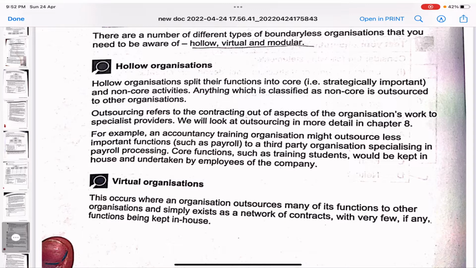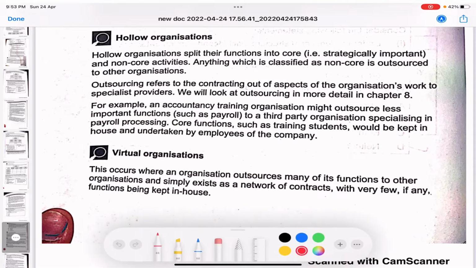Now let us understand what hollow organizations are. Hollow organizations split their functions into core, which we've just done, core meaning strategically important, and non-core activities. Anything which is classified as non-core is outsourced to other organizations. Outsourcing refers to contracting out aspects of the organization's work to specialist providers. We will look at outsourcing in the next chapter.